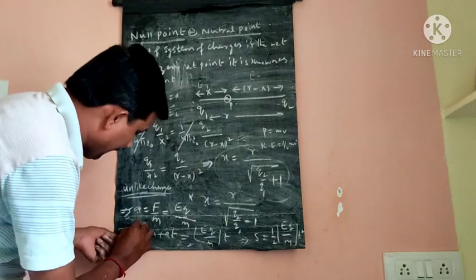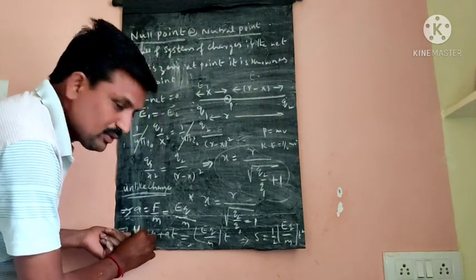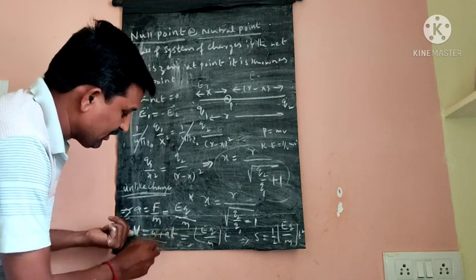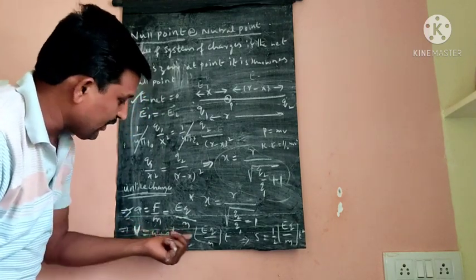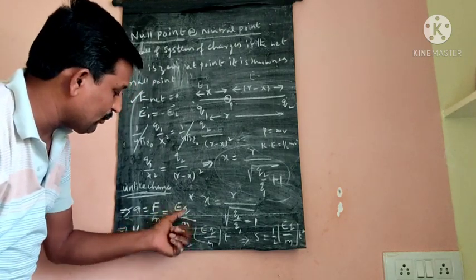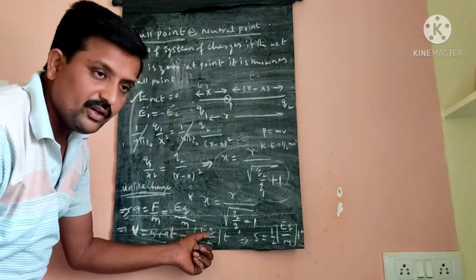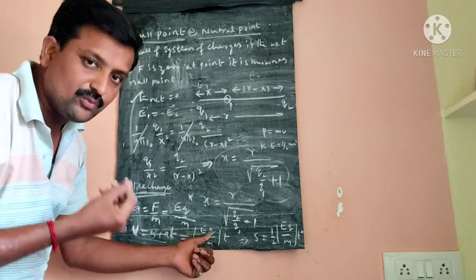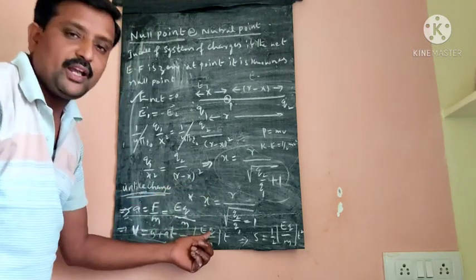So the velocity of the positive charge, by using v is equal to u plus at, where the initial velocity is 0, is v equal to a into t. We know that a is Eq by m, so v is Eq by m into t. This is the velocity of a positive charge when it is moving in the positive x direction.